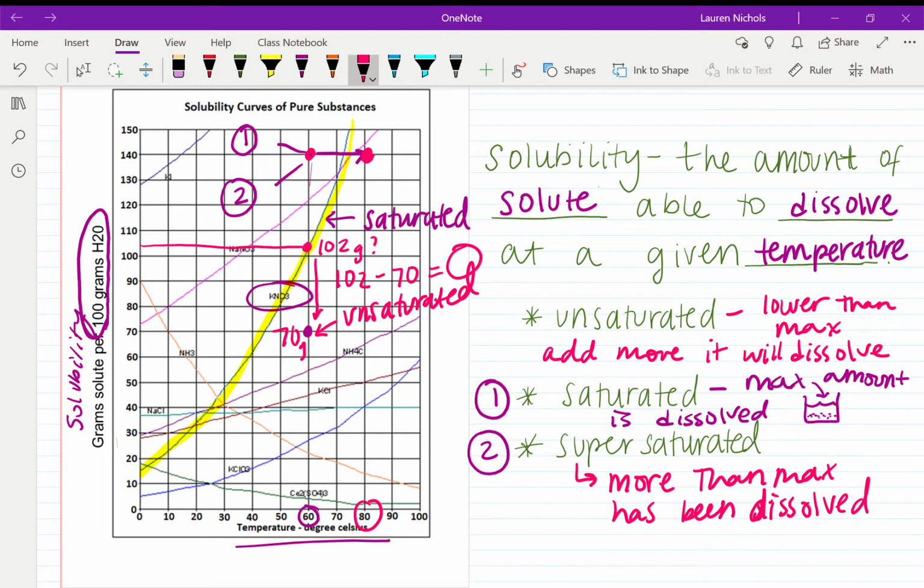Now, an example of a supersaturated solution is sweet tea. Okay, I am from Atlanta and I love sweet tea. It's just a thing that we do.